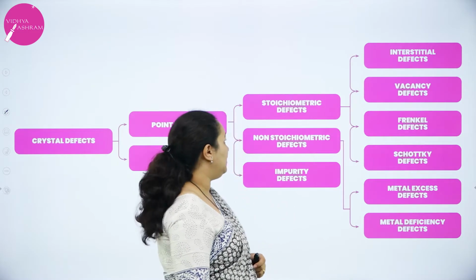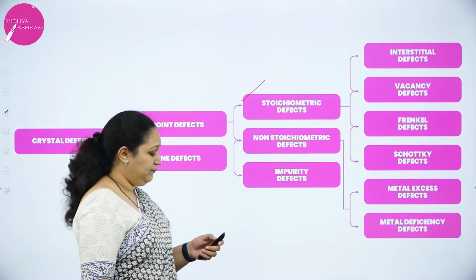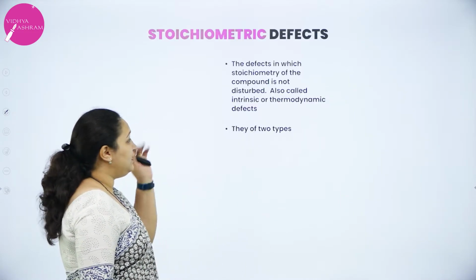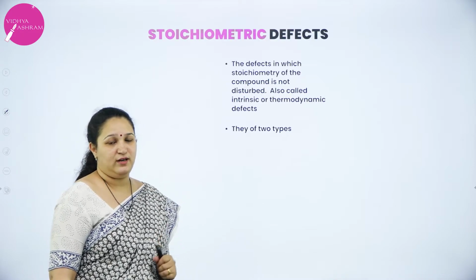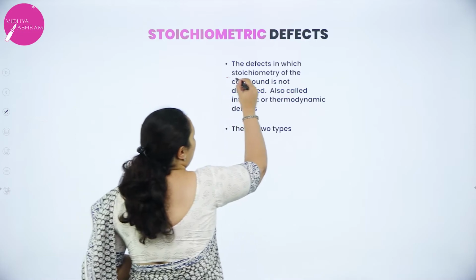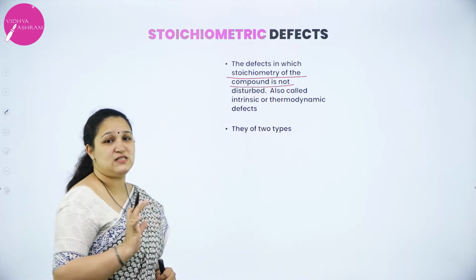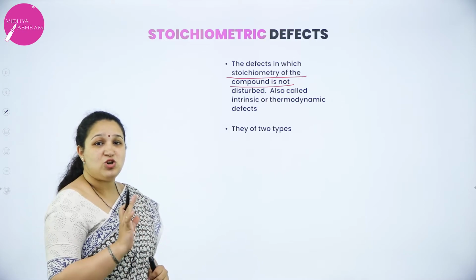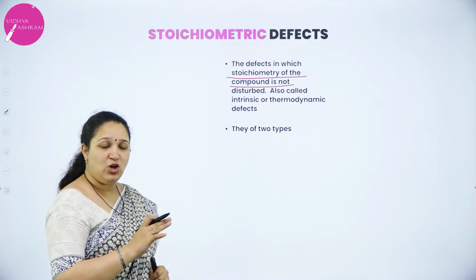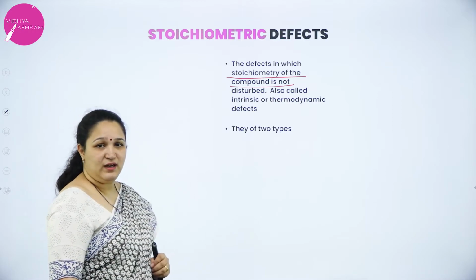Now today we shall learn about stoichiometric defects, okay. So what are stoichiometric defects? The defect in which the stoichiometry of the compound is not disturbed, then we call them stoichiometric defects.